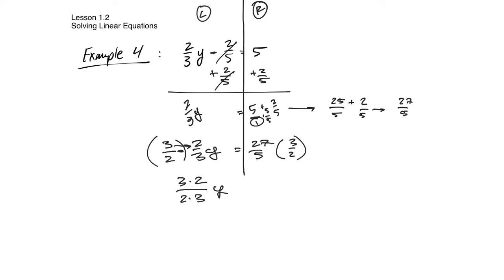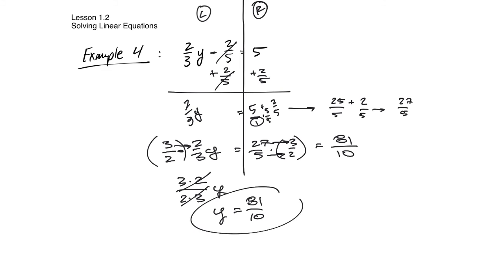These both equal 3 times 2 and 2 times 3 is 6. So I have 6 divided by 6. That's just 1. This is not as simple. I have 27 times 3, which is 81. I have 5 times 2, which is 10. So y equals 81 over 10. That's the solution.